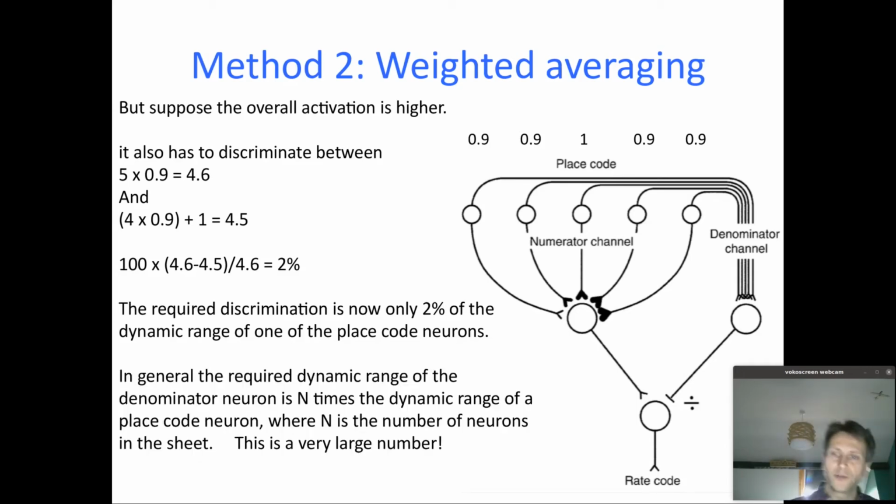And in general, the dynamic range that you're going to need in that denominator neuron is going to be n times the dynamic range of a single place code neuron, where n is the number of neurons in the sheet. And in a real brain, that n is going to be thousands or tens of thousands of neurons or more. So that's going to be a very large number. So you need this huge dynamic range to be able to distinguish between small differences in the input map in this denominator channel if we're going to use this weighted averaging scheme.